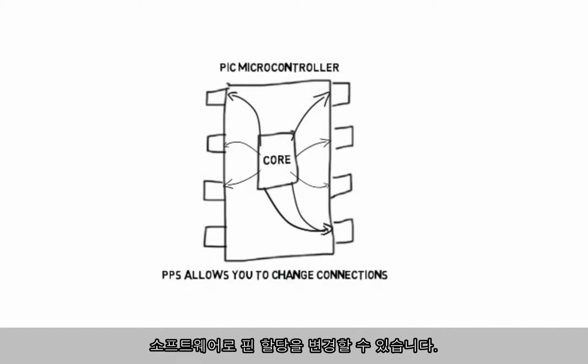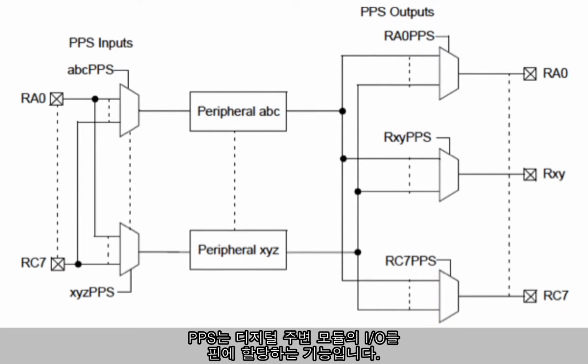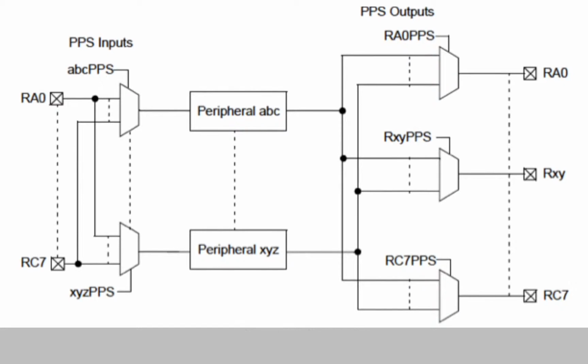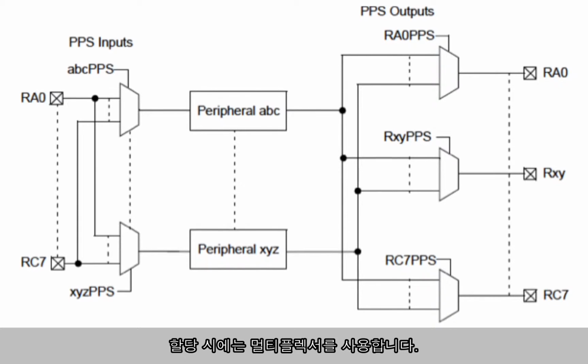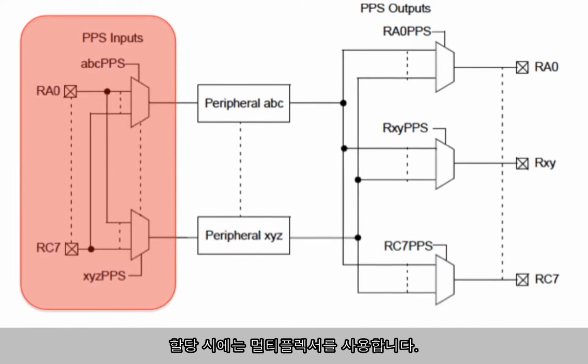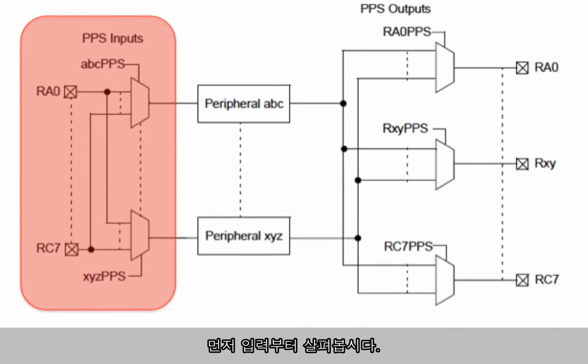Through software, you can rearrange some of those pins. The Peripheral Pin Select is available for digital peripherals. It uses multiplexers to select its input connections and its output connections to the I/O. Let's look at the input connections first.